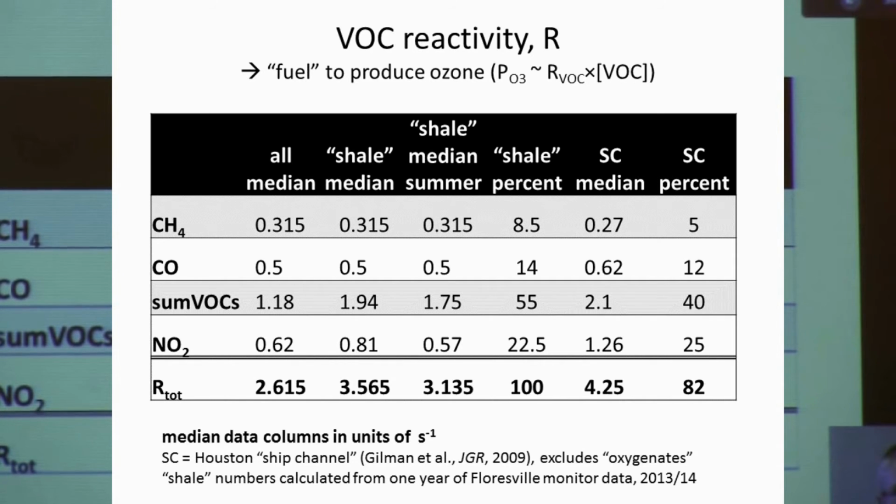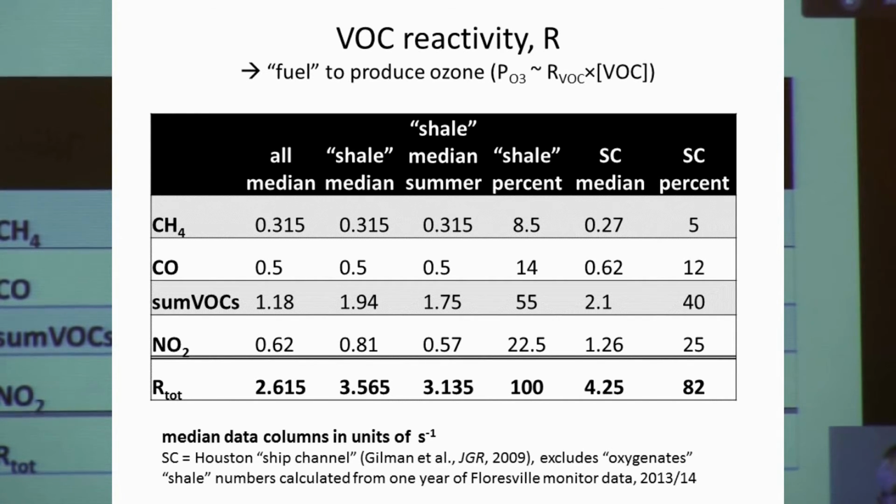I have included methane and carbon monoxide, which typically represent a large amount of reactivity in the atmosphere. They dominate reactivity in the background atmosphere, but typically do not dominate reactivity in polluted areas. Also included NO2 because it is measured at Floresville. I should mention here that the NOx data at Floresville has a period that is biased.